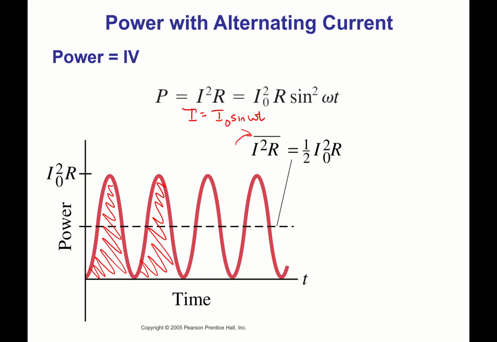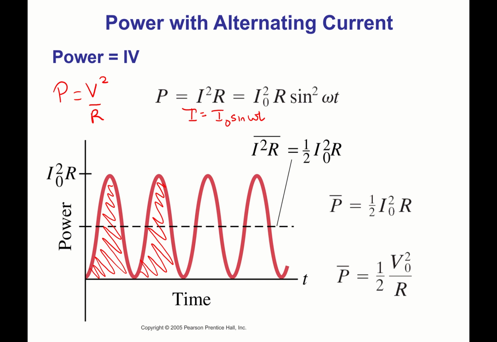Same thing here. So this bar over the top just means it's the average power. The average power is half of I0 squared over r. The average of a sine squared function turns out to just be 1/2. And so the average power is 1/2 I0 squared over r, or if we did it with the fact that power is v squared over r, we would get that it's half of v0 squared over r. So the average power is just half of the maximum power.